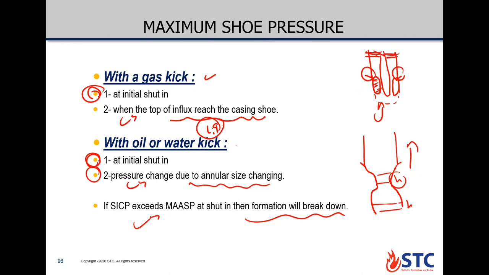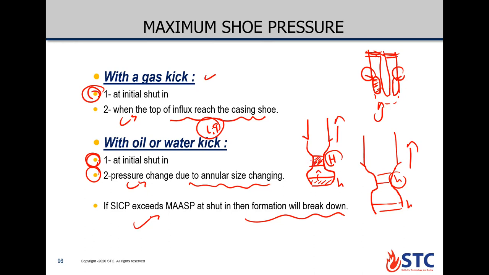When dealing with a liquid kick, we have here the casing shoe. Then we have a change in the geometry of the annulus. We have a narrow area and a wide area. If we have the influx here, the influx height is H small at the wider area. Once the influx moves to the narrower area, its height will increase. As its height increases, the reduction in hydrostatic pressure increases, so the casing shoe pressure increases. So this is the maximum casing shoe pressure.